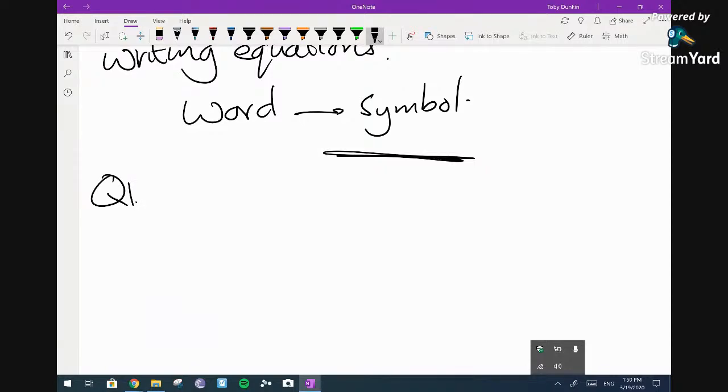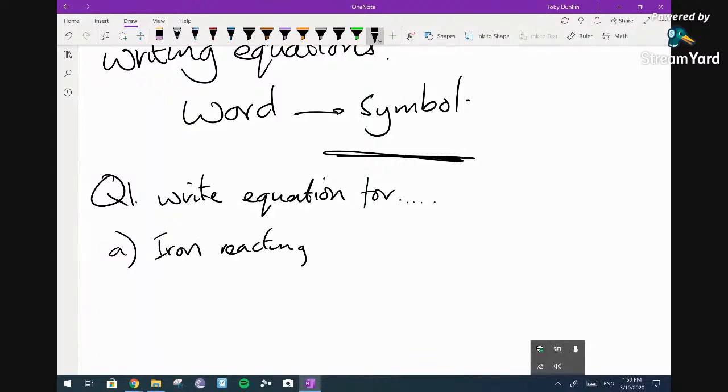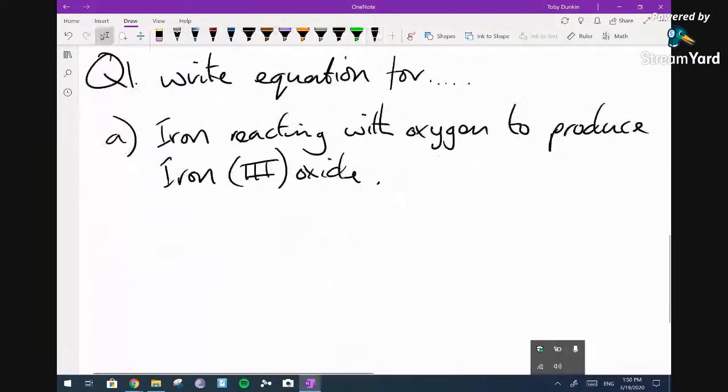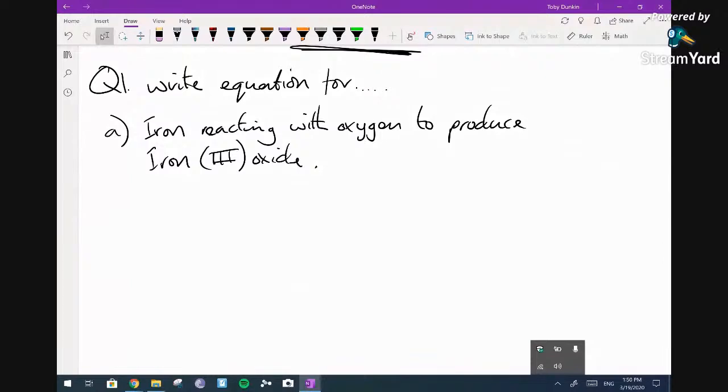So let's do question number 1. Write the equation for the reaction: iron reacting with oxygen to produce iron 3 oxide. They give you everything in the equation. Right. Have a go at that now, please, year 10s.